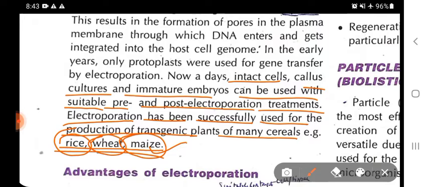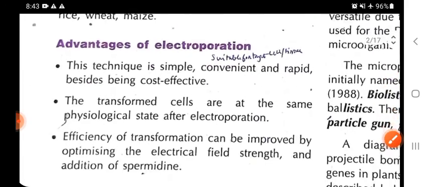Without using any vector, we are directly expressing the gene by just applying a high voltage electric impulse for a few microseconds to make transient, temporary pores in the plasma membrane, where our desirable DNA enters through these pores and is integrated into the host plant cell's genome. This technique is also applicable in the case of animal cells.